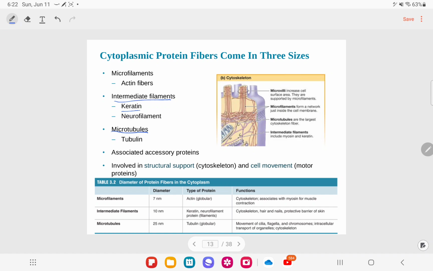These are going to be very, very small, right? But again, these tubulin microtubules, even though it's micro, they're all micro for sure, but these are going to be rather large cytoskeleton fibers. These are going to be the largest of the cytoskeleton fibers, actually, and they're going to help with the movement of cilia, flagella, movement of those chromosomes to their specific places within the cell, as well as intracellular transport of organelles too. So these microtubules are very, very important.